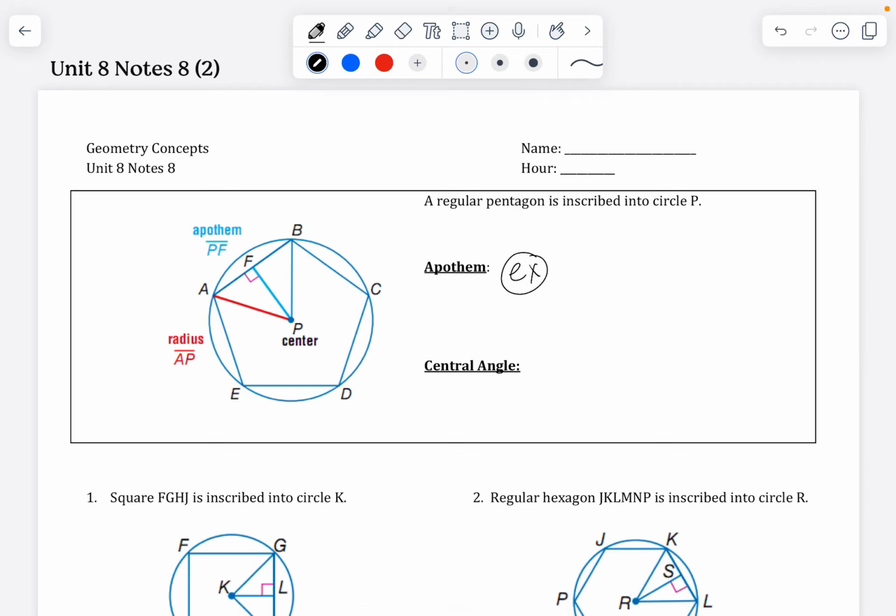Everyone, this is Mrs. Snowbeck, and today we are going to do Unit 8, Notes 8, and we're going to talk about finding areas of regular polygons.